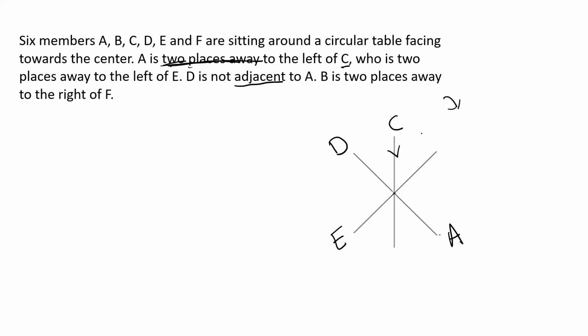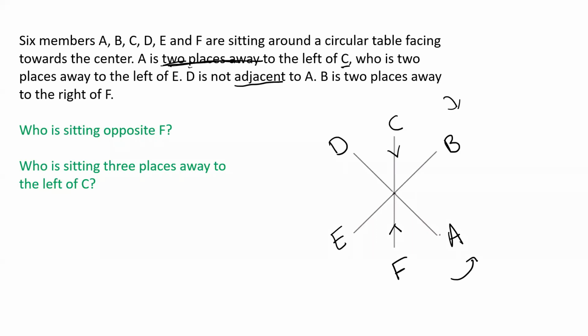The next one says that B is 2 places away to the right of F. As B is 2 places away to the right of F, let us say this is F. Now assume that you are sitting at this position and facing towards the center of the table. Now this will be your right. So B is 2 places away to the right of F, so this person should be B now. This is the final arrangement. Once the arrangement is done, you will be able to solve questions based on the given set.